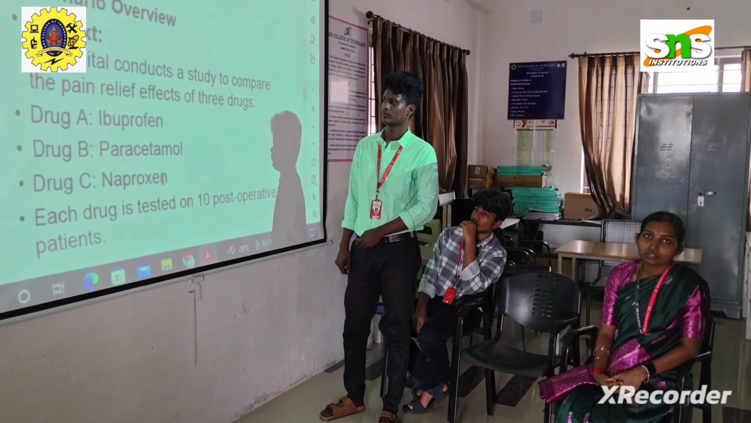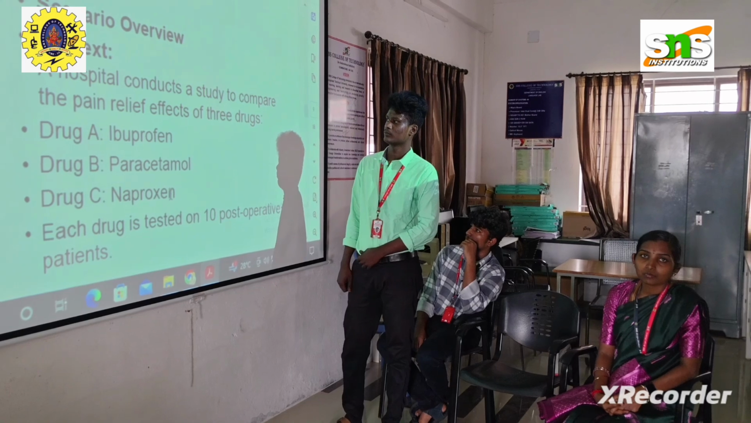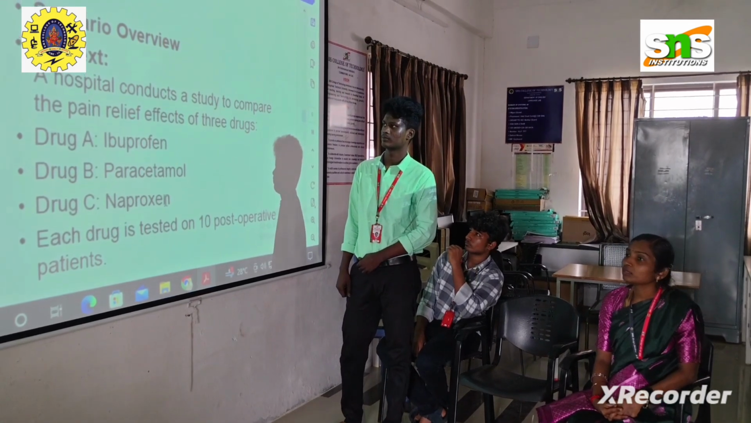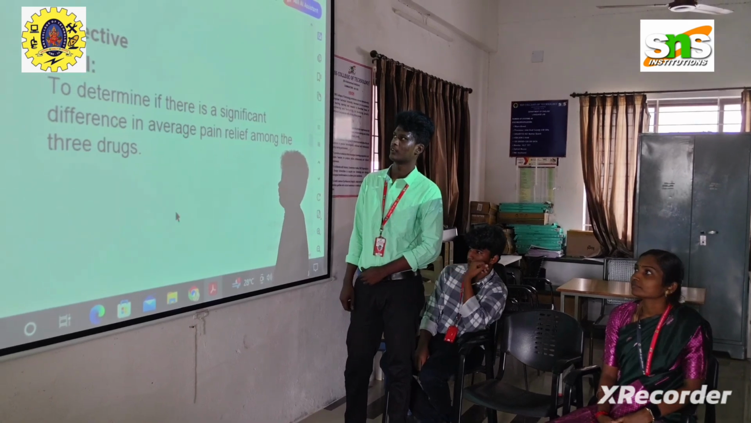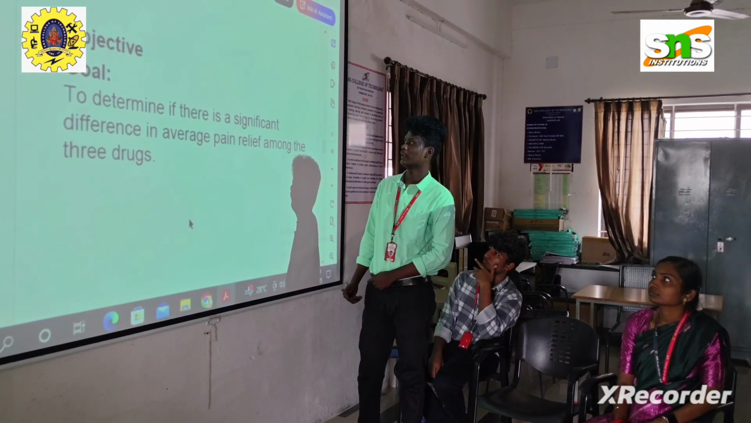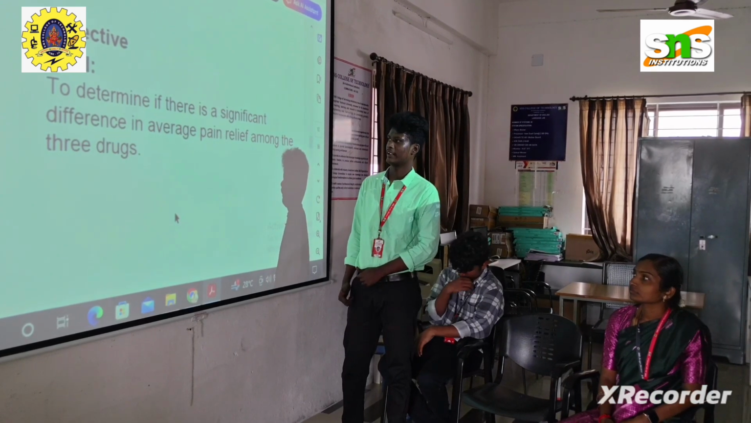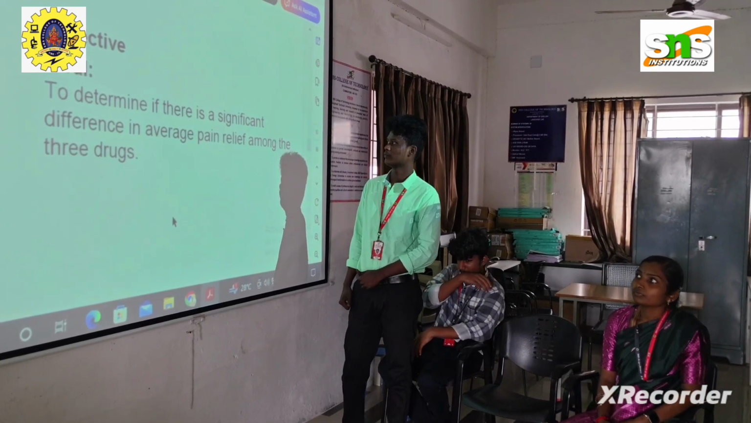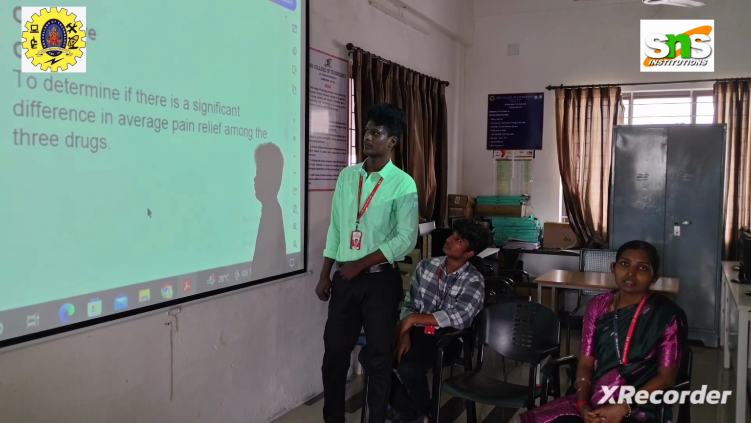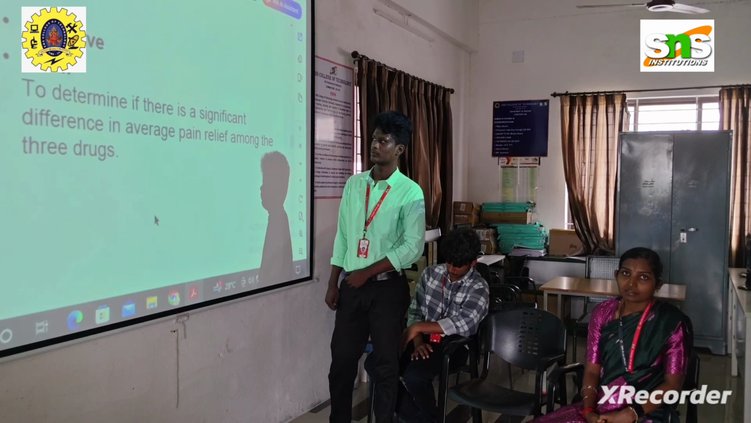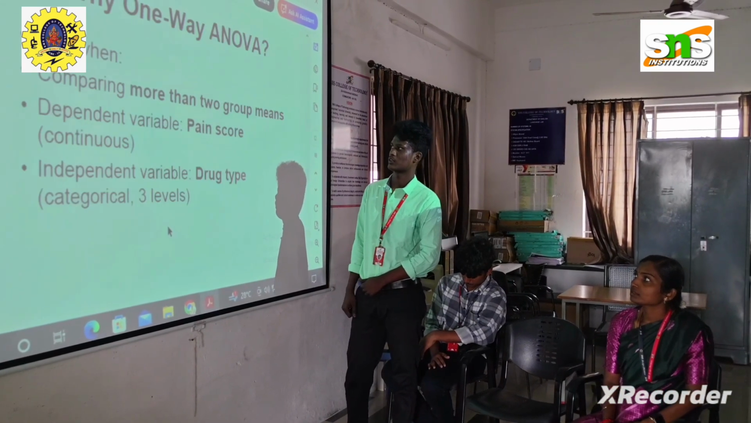So in a hospital, we are going to check the effectiveness of three medicines. Since we have discussed earlier the one-way ANOVA classification, and since we have three major groups here, we will implement one-way ANOVA here. Next slide. Objectives and goals: to determine if there is a significant difference in the average pain relief among the three drugs. So we are going to determine whether there is any significant difference in the painkillers' effectiveness. Third, comparative painkiller effectiveness.